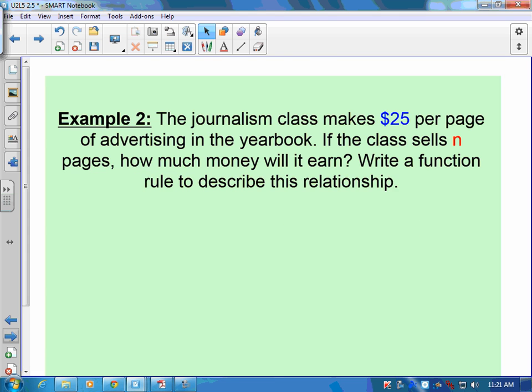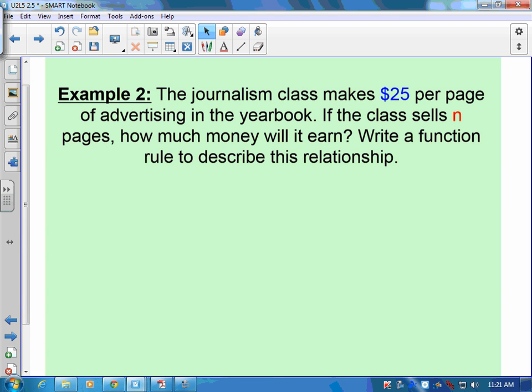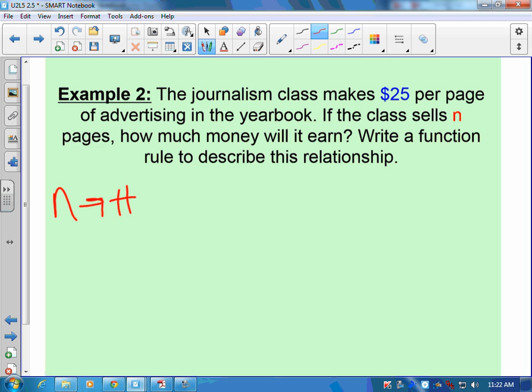Next problem. We are selling pages for our yearbook, trying to make money. So I need to name my variables. This kind of makes it easy. It tells me that the class sells n pages. So I know that n represents the number of pages that I sell. They tell me that in my problem. What is my other variable going to be? If I need to write a function, what else do I need to include, and what will that represent in this problem?